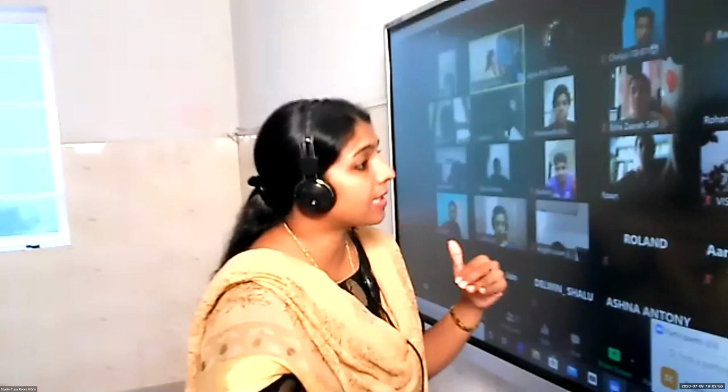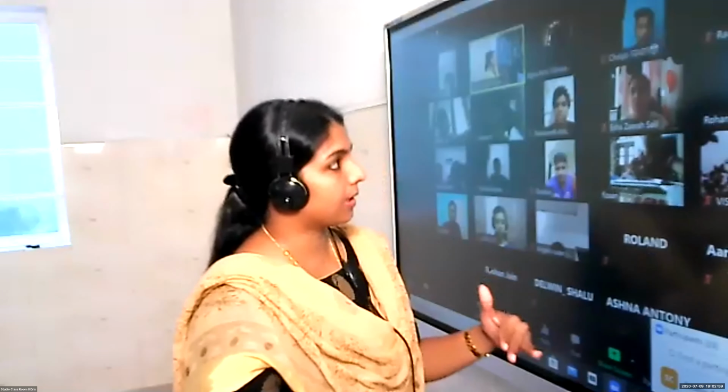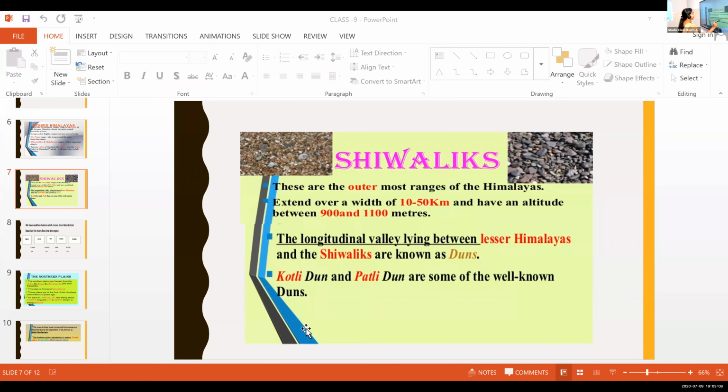What are duns? Longitudinal valley. The longitudinal valley lying between Lesser Himalayas and Shivalik is called duns. And what are duns? The longitudinal valley that lies between Lesser Himalaya and the Shivalik is known as duns.